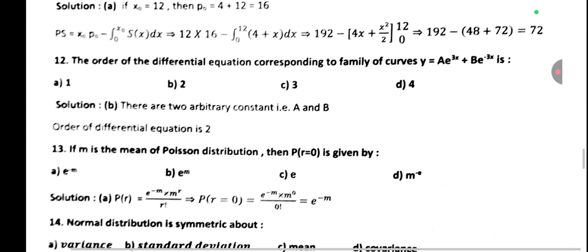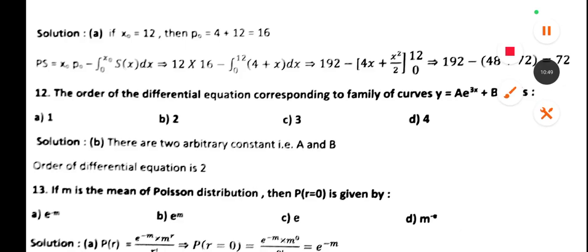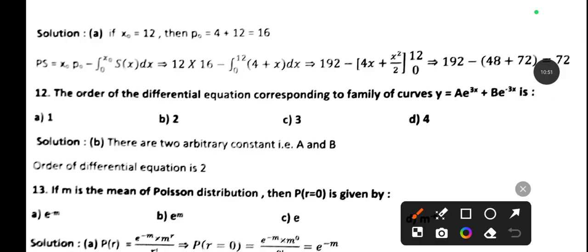Then the order of the differential equation for the 12th question. So what is the order? They have two arbitrary constants A, B. So we have to check the arbitrary constants accordingly and find the order. That is nothing but 2. So whenever you have a family of curves like this, we have to go in that way, children.